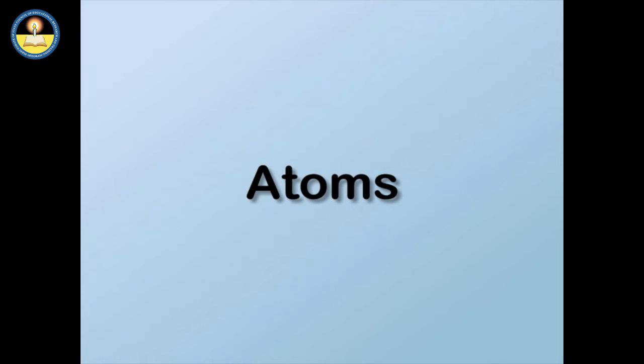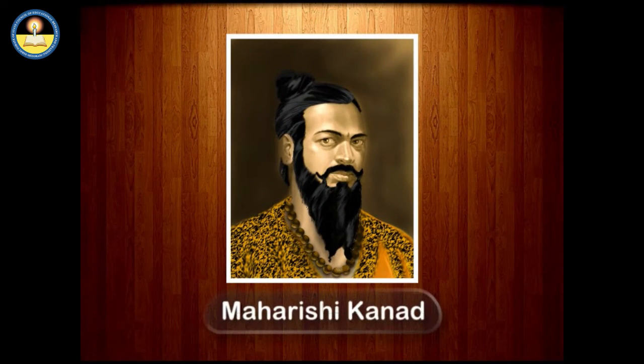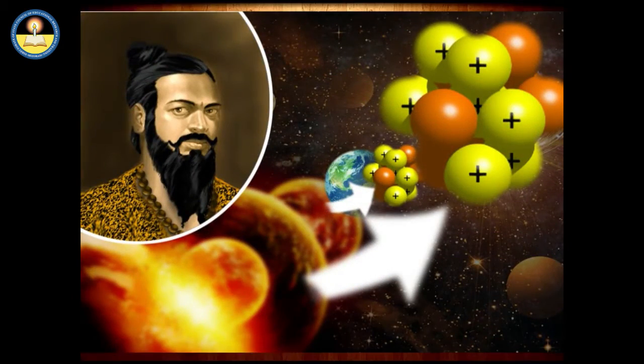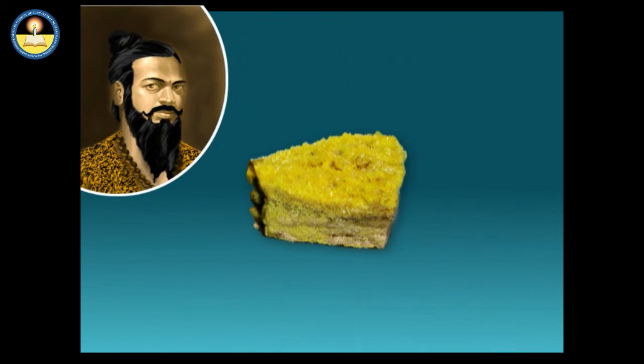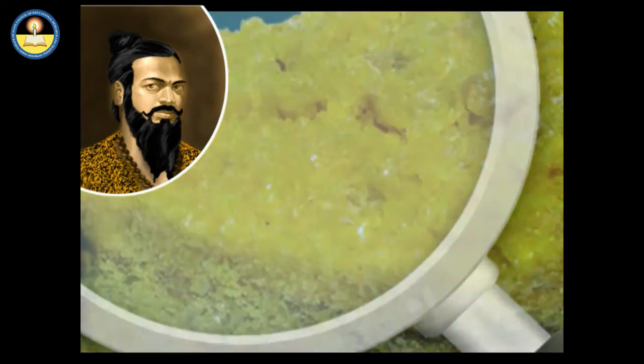Atoms. Have you ever heard about Maharishi Kannad? Maharishi Kannad was an Indian philosopher. He had said that on breaking again and again a matter, we get the smallest particle.